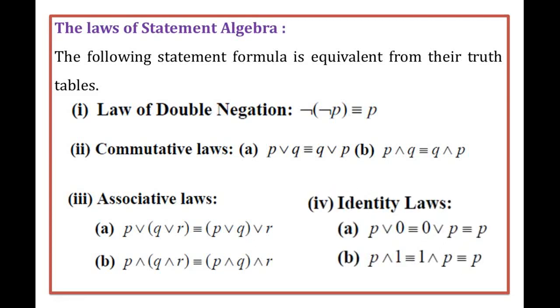The next law is the identity law. The identity law is P or 0 equals 0 or P, equivalent to P. Sometimes we consider 0 as false and 1 as true. So P and 1 equals 1 and P, equal to P. Otherwise we can write this as P or false equivalent to P, and P and true equivalent to P. So 1 means we consider the true value, and 0 means we consider the false value.